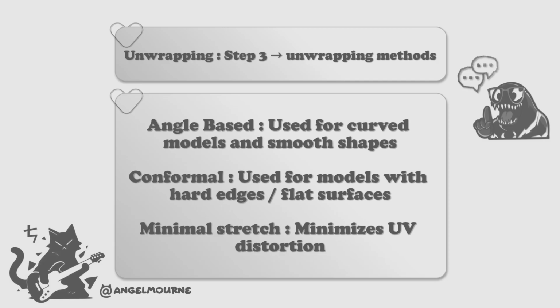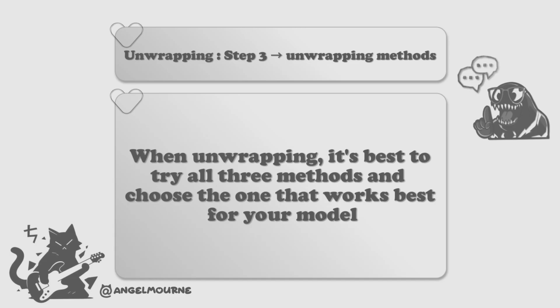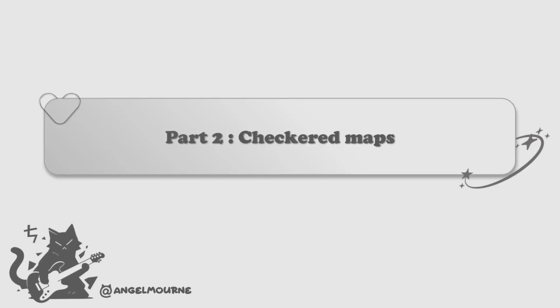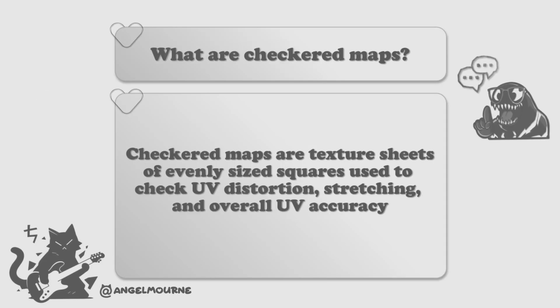Conformal, used for models with hard edges/flat surfaces. Minimal stretch, minimizes UV distortion. When unwrapping, it's best to try all 3 methods and choose the one that works best for your model. Part 2. Checkered maps. What are checkered maps?